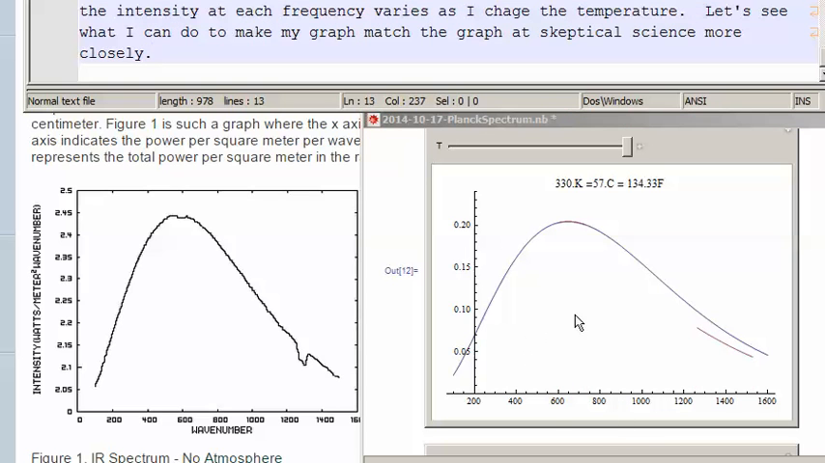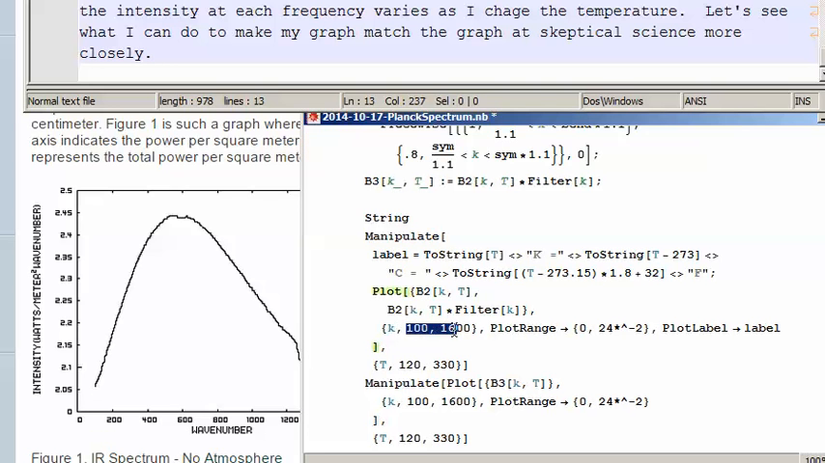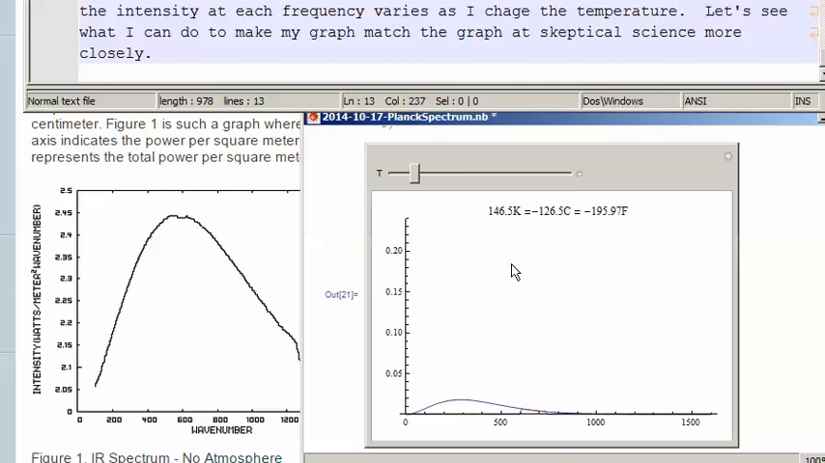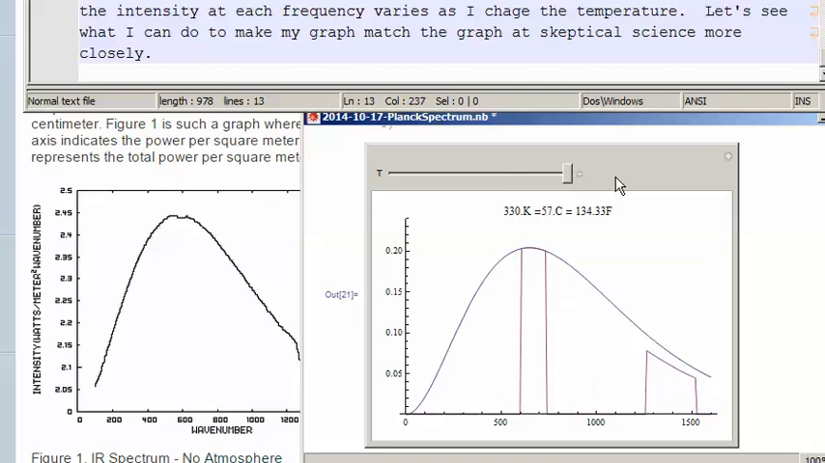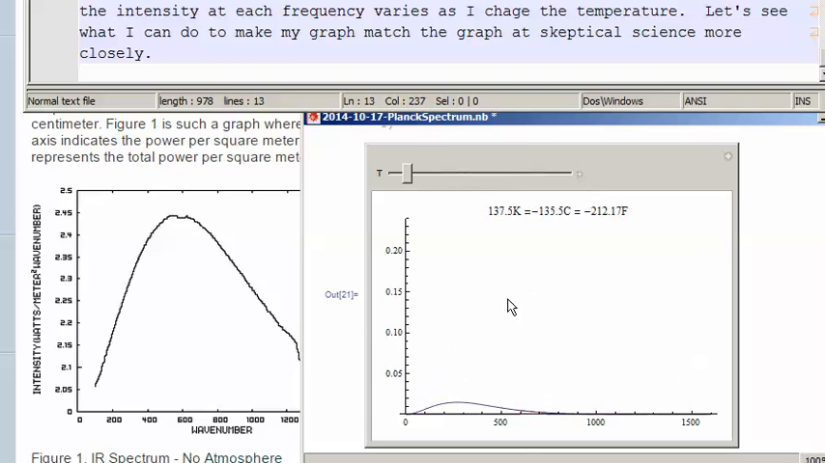Let's see what I can do to make my graph match the graph at Skeptical Science a little bit more closely. For one thing, theirs starts at 0, mine starts at 200. I think the problem was if I actually put 100 in as the input, it would fail. No, I was wrong. It works perfectly well with 0 being the low wave number.